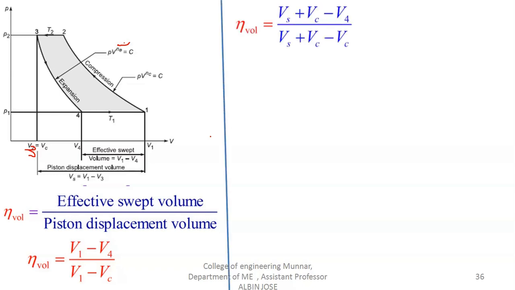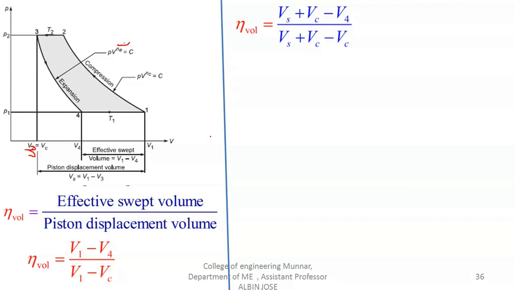Then we can write V1, the total volume, as the sum of the clearance volume and the swept volume, the total piston volume. That is, V1 is equal to Vs plus Vc. What is Vs? It is the swept volume. Vc is the clearance volume.